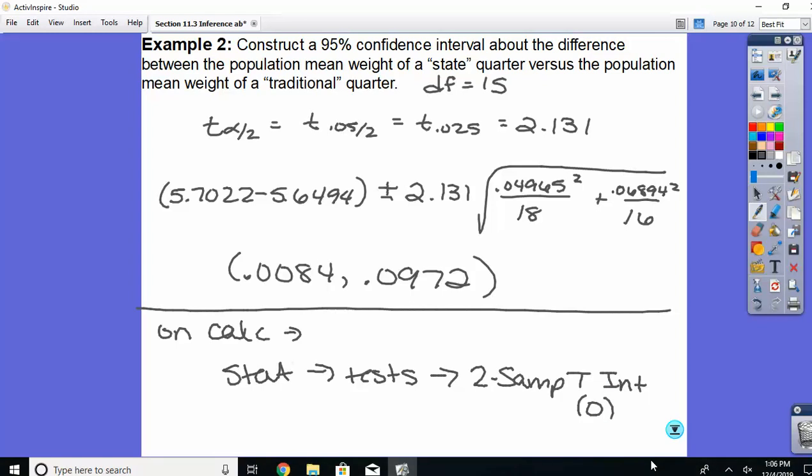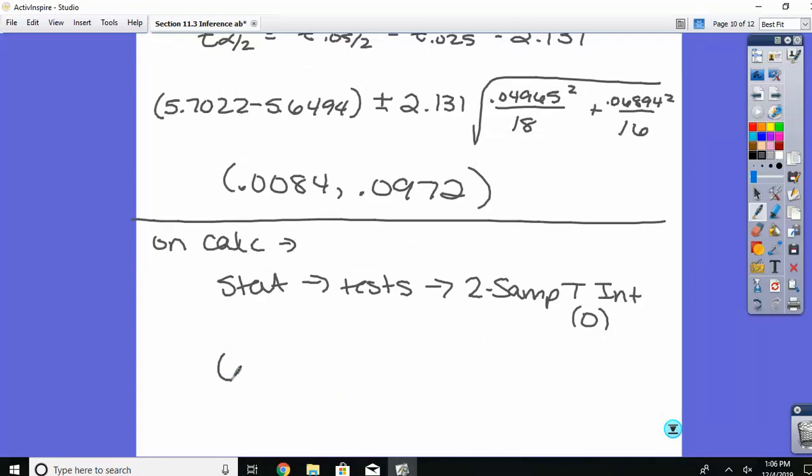So if you go into that, we're basing it off data. Make sure your list 1 is L1, list 2 is L2. Frequency is 1. Confidence level, we're at 0.95. Do not do pooled. So pooled is no, and then calculate. And it gives me slightly different because of rounding error. But they're pretty close.